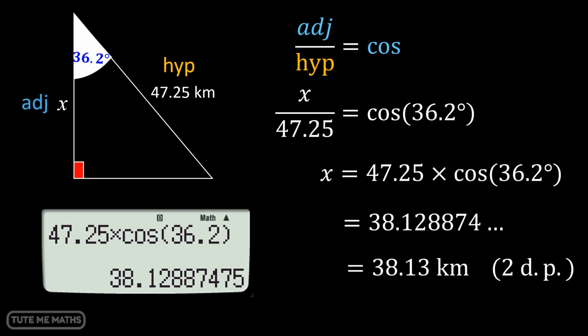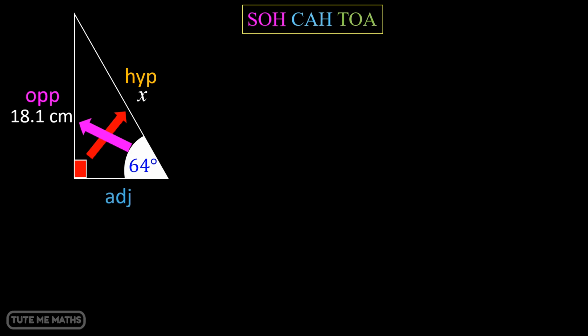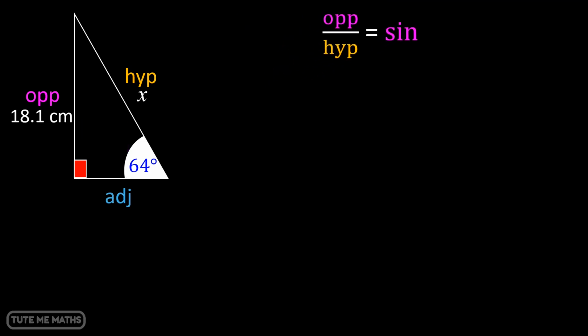But now let's see what happens when x does end up on the denominator, the bottom of the fraction. We still follow the same steps. Labelling the sides, adjacent is not involved, so the ratio we must use is sine. Opposite over hypotenuse equals sine. So far, nothing is different until now.